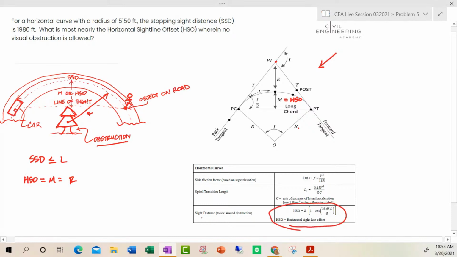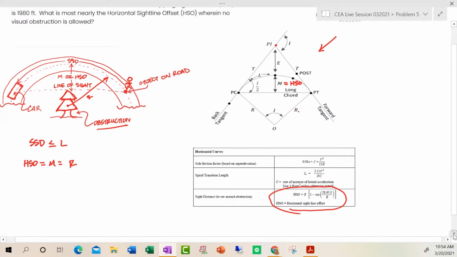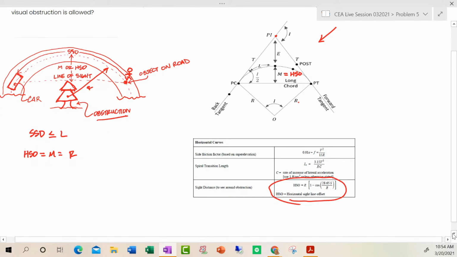So I've got sight distance to see around an obstruction, and my HSO equals R times 1 minus cosine of 28.65 S over R. That's what I'm using. And again, I got this from standard reference material. This one is specifically from the AASHTO Green Book, is where this one's derived or taken from. So 1 minus cosine of 28.65 S all over R.